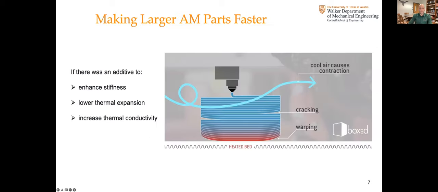So what if I want to make larger parts and then I want to do it really fast? The problems with that are if you make large parts, you'll always have thermal gradients that result in cracking and warping. If only there was an additive that could enhance the stiffness or modulus of your part, then it would warp less. If the additive could lower its thermal expansion, then you would get lower relative expansions and residual stresses and cracking. And also with a higher thermal conductivity, the heat would dissipate better and you would have less of heat gradients and issues with cracking and warping.